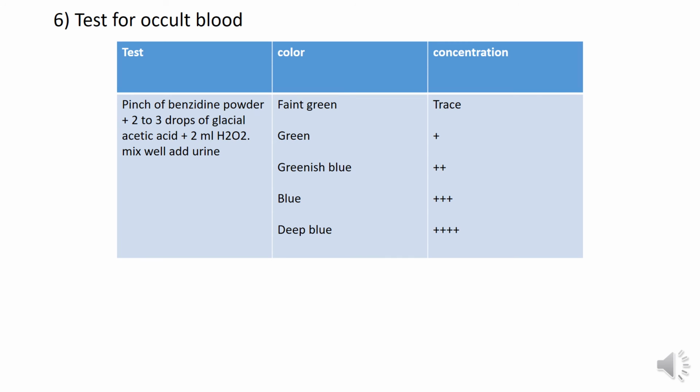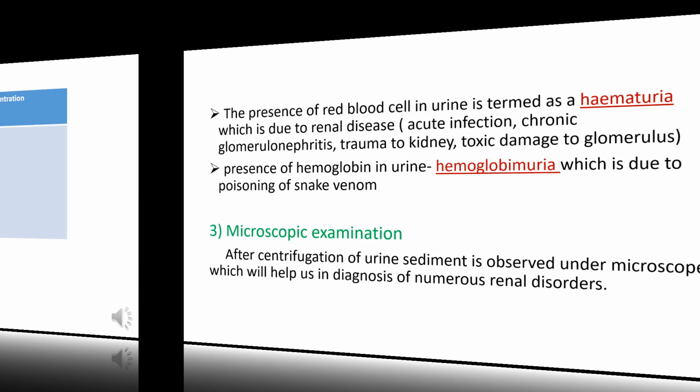If a faint green color is present, a trace amount of hemoglobin is present in urine. If the color changes to green, more than a trace amount of hemoglobin is present. If a greenish blue color is present, the concentration of hemoglobin is increased. If blue color is present, more hemoglobin is present in urine. If a deep blue color occurs, much more hemoglobin is present in urine.